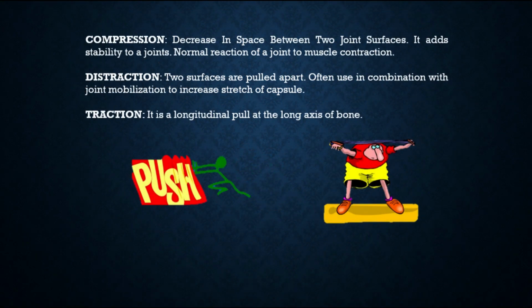Compression. It is a decrease in space between two joint surfaces. It adds stability to a joint. It is a normal reaction of a joint to muscle contraction. Distraction. When two surfaces are pulled apart, it is known as distraction. It is often used in combination with joint mobilization to increase stretch of the capsule. Traction. It is a longitudinal pull at the long axis of a bone.